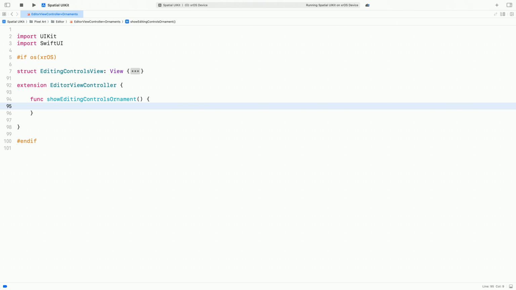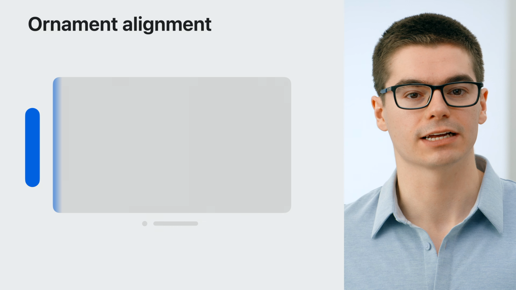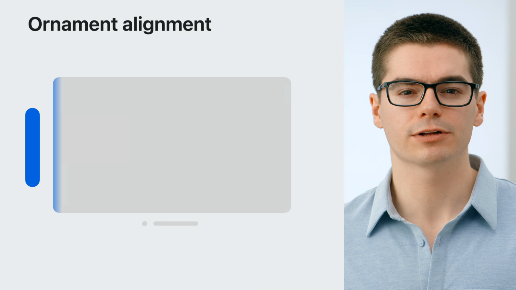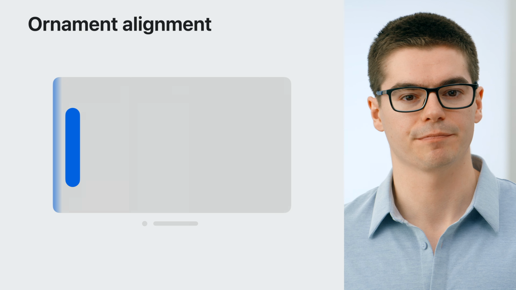Ornaments host SwiftUI content. I'll need to make sure to import SwiftUI, which I have already done in this file. Next, I'll define the new ornament. The alignment parameters make it easy to express the layout of your content that best fits your needs. For example, if I want an ornament to hang off my scene's leading edge, I would set a leading scene alignment and a trailing content alignment.